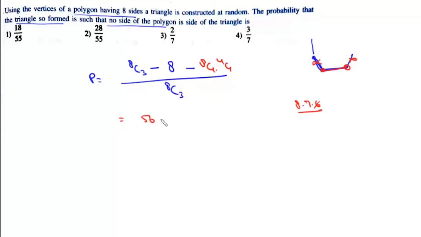So it will be this 56 minus 8 minus 32 upon 56, and which is 16 by 56. And this is 2 by 7. So this probability is 2 by 7, and that's your option 3. We can also solve this question using non-consecutive selection on a circle, for which I have already given a formula in one of the videos. You can refer to that video of non-consecutive selections.